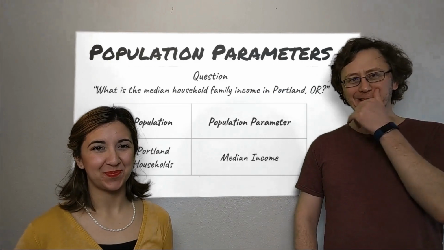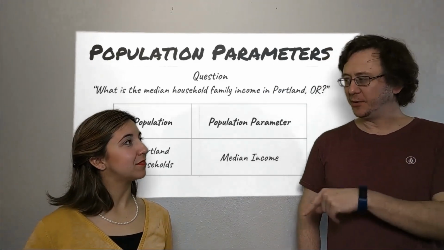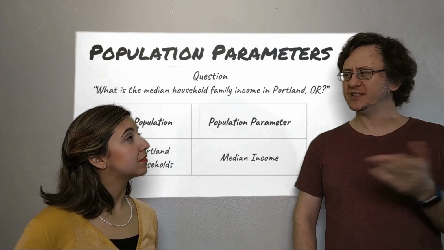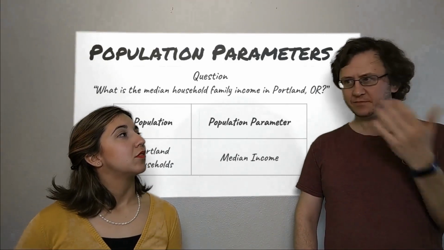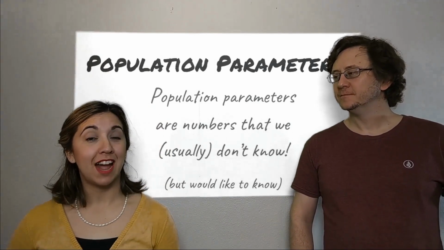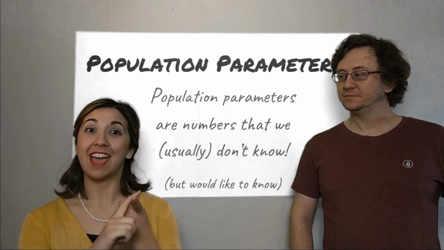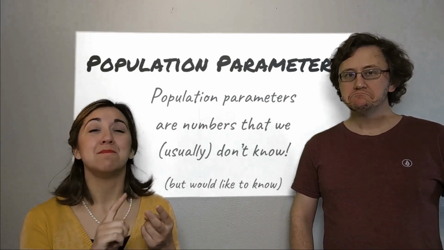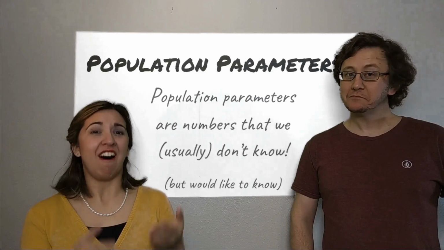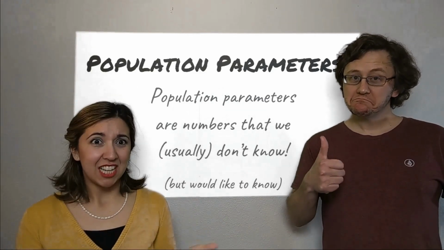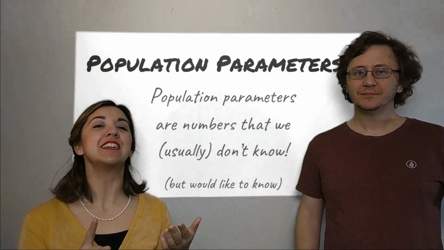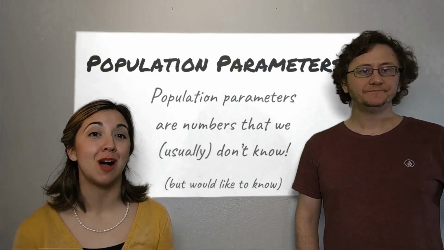Now, one thing I noticed is that you said the parameter was a number that describes the population, but we're giving all these parameters in sentences. So why don't we just give the number? Oh, would that we could. But to do that, we would have to speak with every voter in Oregon, measure every tree in the forest, and gather financial data on every family household. That would take too much time, money, and frankly is a task so large we couldn't accomplish it.